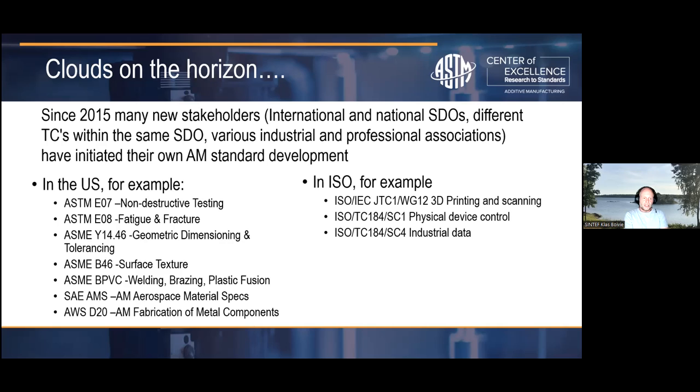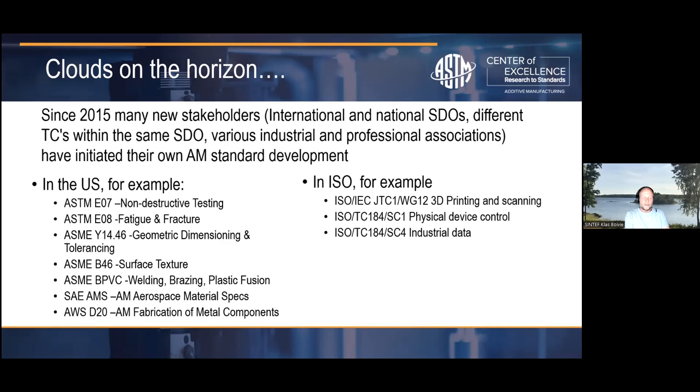In the United States, we see that ASTM E07, ASTM E08, ASME Y14.46, ASME B46, ASME BPVC, SAE AMS aerospace materials, and AWS have, to some extent, been able to coordinate through an American initiative called America Makes. To some extent, AWS have so far decided not to collaborate with ASTM and ISO, which is a pity.